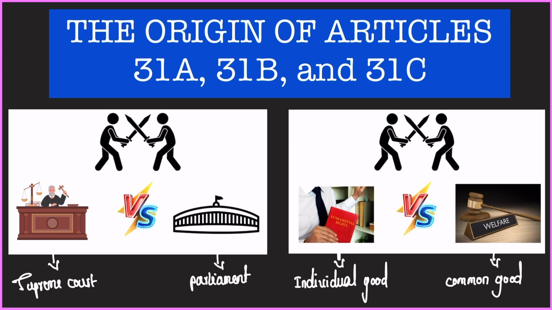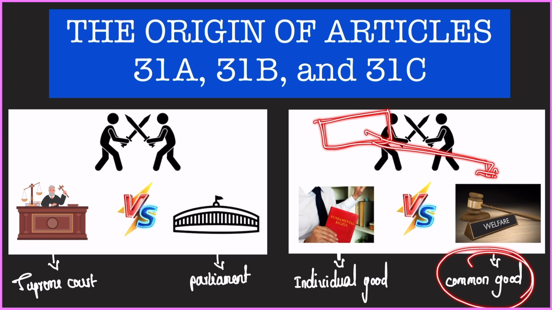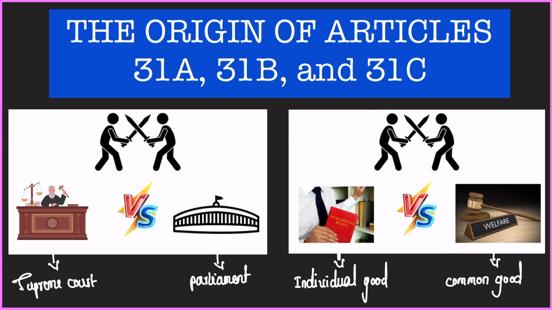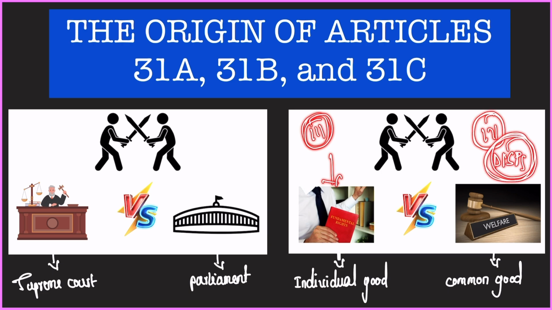But if the government builds a big well or a big lake in your town, then that lake will supply water to the whole society living there, right? And this is an example of common good. So individual good in the Constitution of India is given in Part 3, which is fundamental rights, and common good is given under Part 4, which is DPSPs. So basically DPSPs try to promote social welfare or common good.